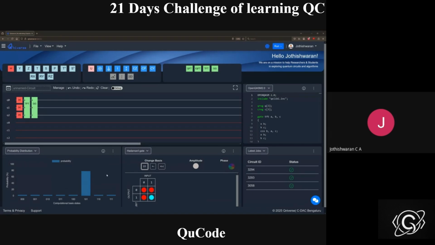But is this as high as we can go? Because right now I have a 78% probability of measuring 101. Can we go higher than this? The answer is actually yes. So I will apply TFT again. See, nothing has changed. The moment I apply the Grover gate again, you see, now all the other states have a probability of 0.78 and 101 has a probability of 94.53.